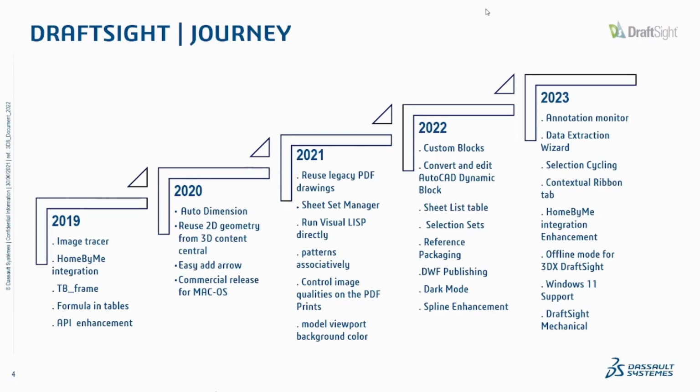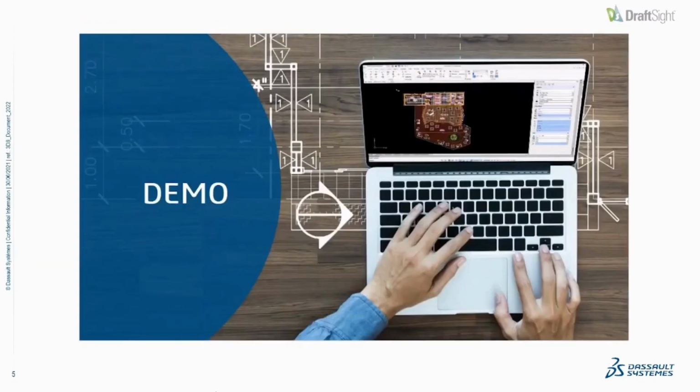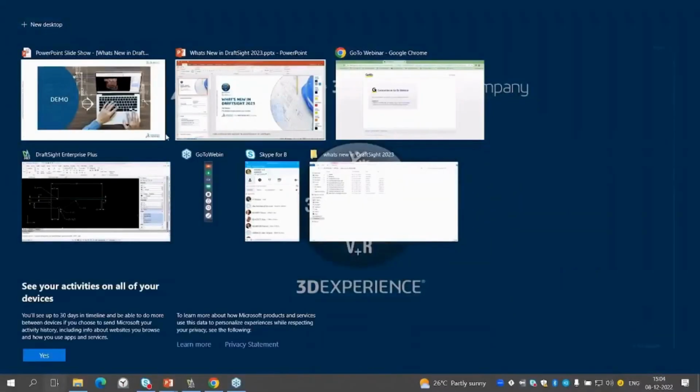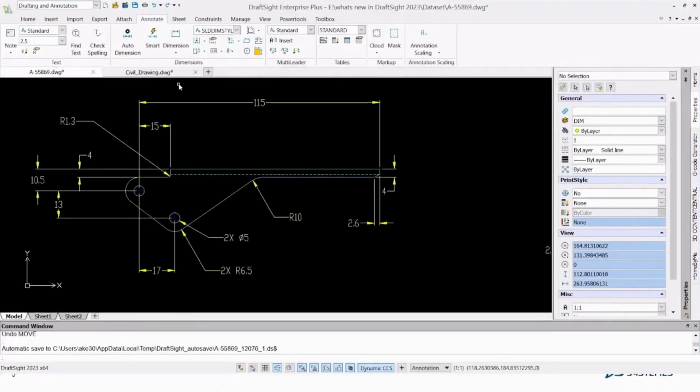Now, without wasting any time, let me jump to the topic of the day, that is the enhancements that have come up in DraftSight 2023. For that, let me open the application. The CAD application that you see on my screen is DraftSight Enterprise Plus 2023. For demonstration, I have opened two drawings here.